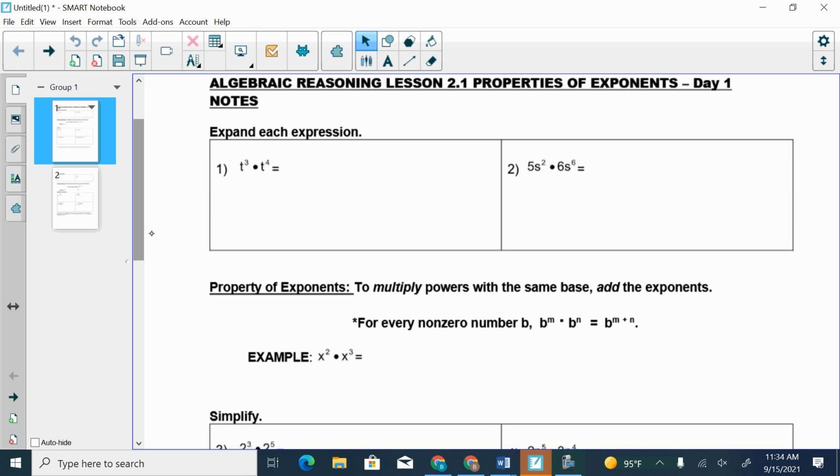First questions here, all they want us to do is expand what is written. Okay? So, if we are taking something to the third power, what does that mean we're doing? Right, that many times. So, if I was to expand t to the third, it would really be t times t times t. Right? Alright, and I'm also supposed to be multiplying this times t to the fourth, which would be how many t's multiplied together? 4 t's.